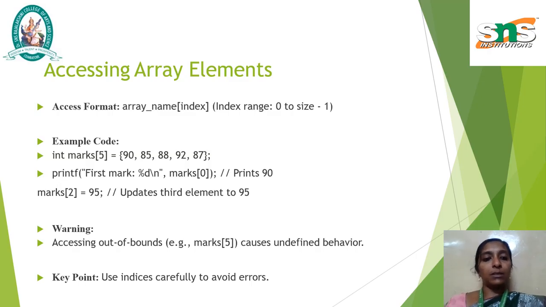Accessing array elements: array name and index. For example, we can mention 5 elements, 90, 85, 82, 82, 87. These values are stored in the array named mark. We can print them one by one with the printf statement. The same data types, same data types.